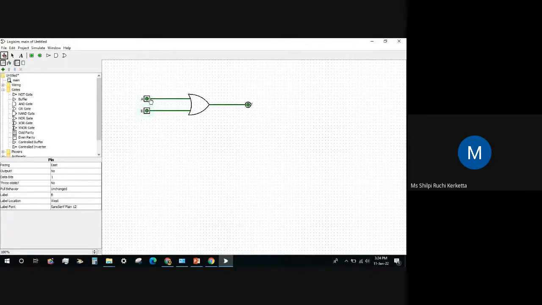So for A, B, 0 plus 0, we are getting a 0. If we add 0 plus 1, then we will get a 1. If we add 1 plus 0, then also we will get a 1. And 1 plus 1, then also we will get a 1. So this is our logical OR gate.